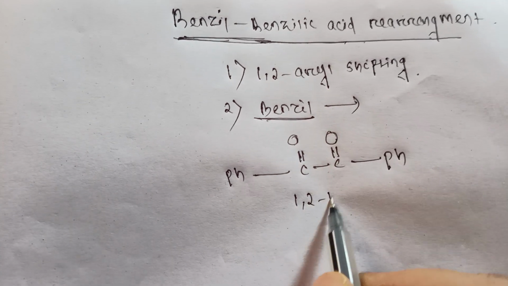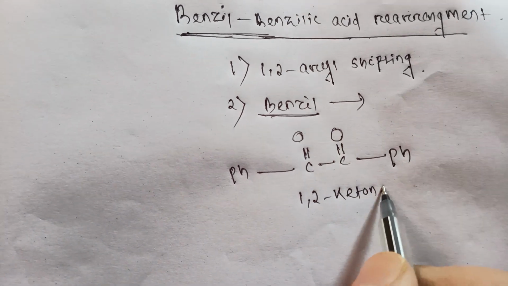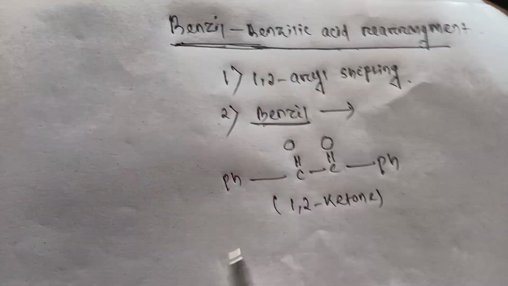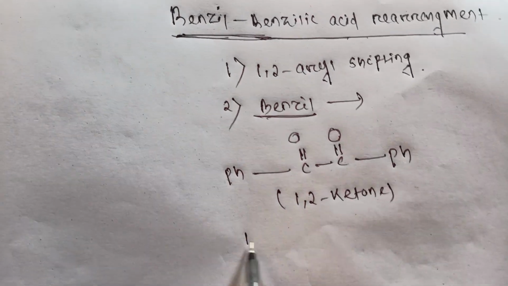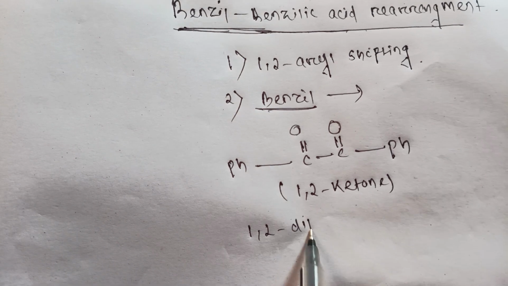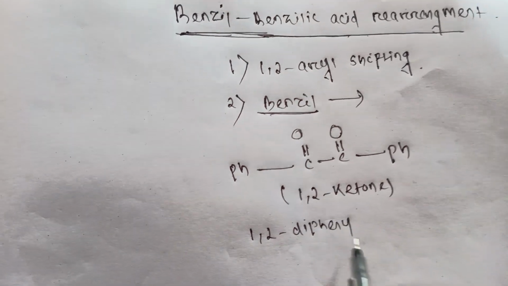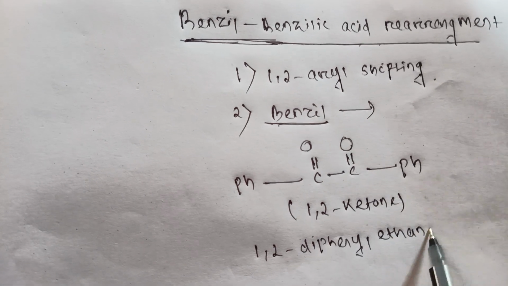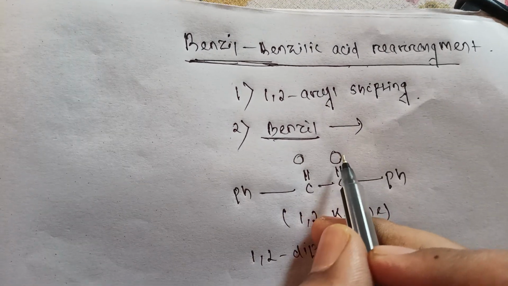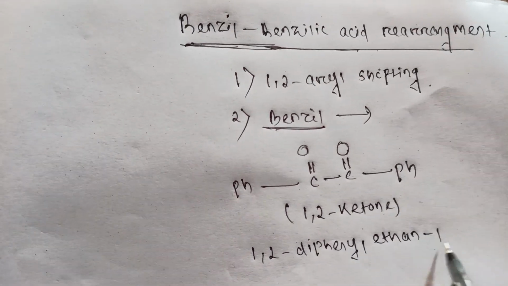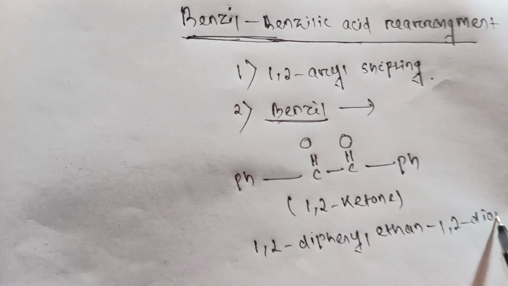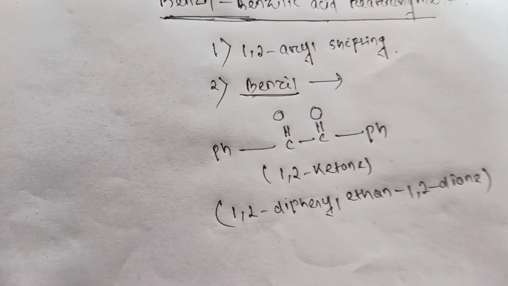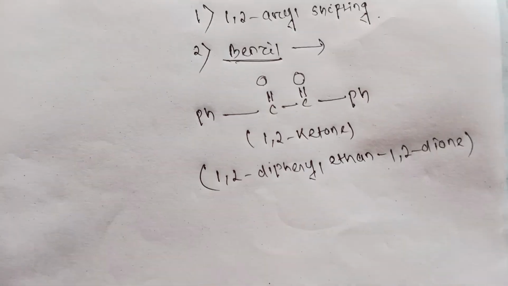It can be called a 1,2-diketone. Talking about IUPAC nomenclature, it will be like this: 1,2-diphenyl ethane-1,2-dione. This is the structure of benzil and its IUPAC name.